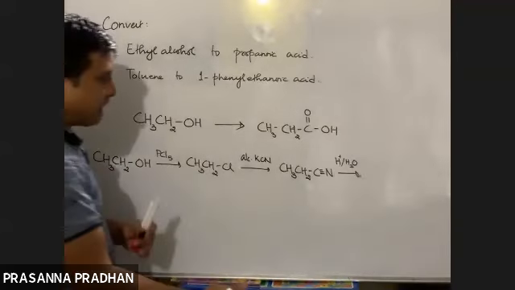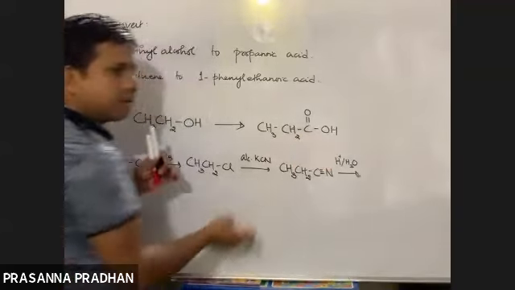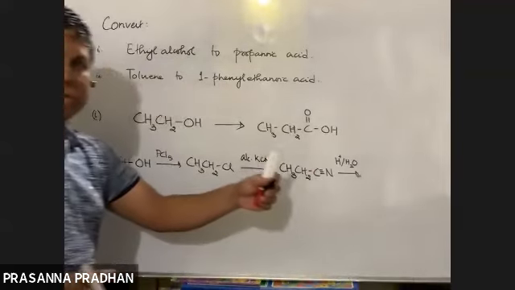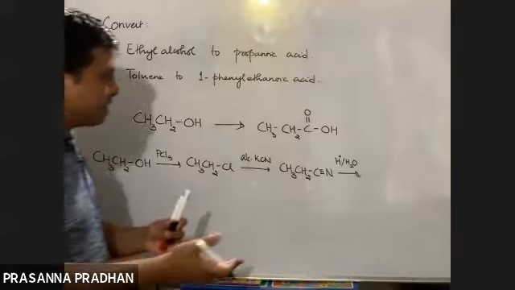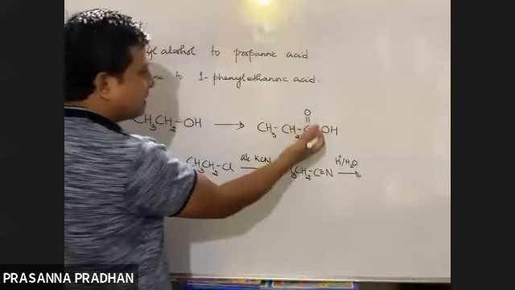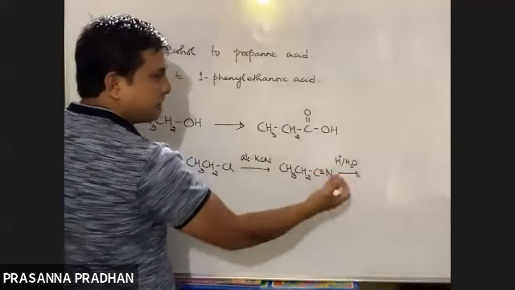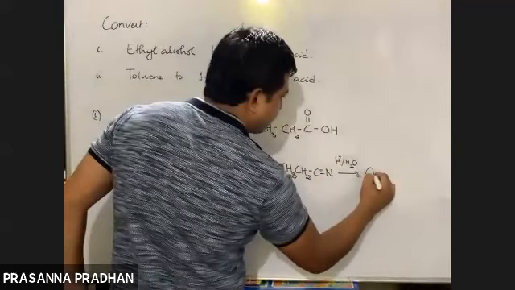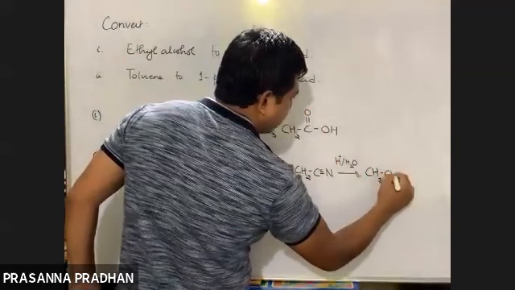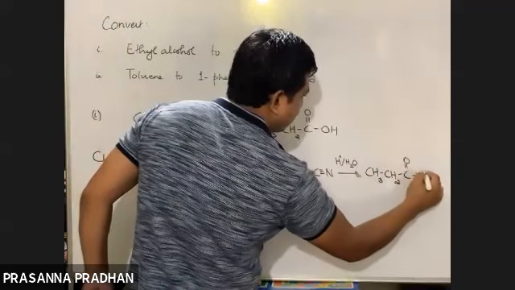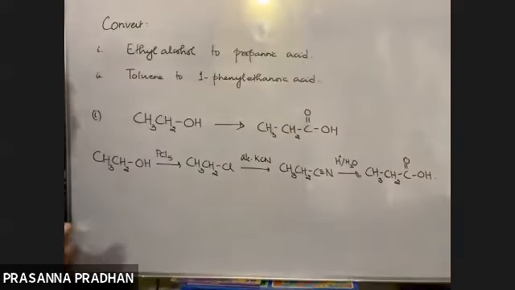But I don't need CN, I need COOH. So just now we have done the transformation. How are we going to convert CN into the COOH group? We have to plan and think in this way. I have CN, but I need COOH. What is the reagent? Acidic hydrolysis. So the CN group gets converted to a COOH group.